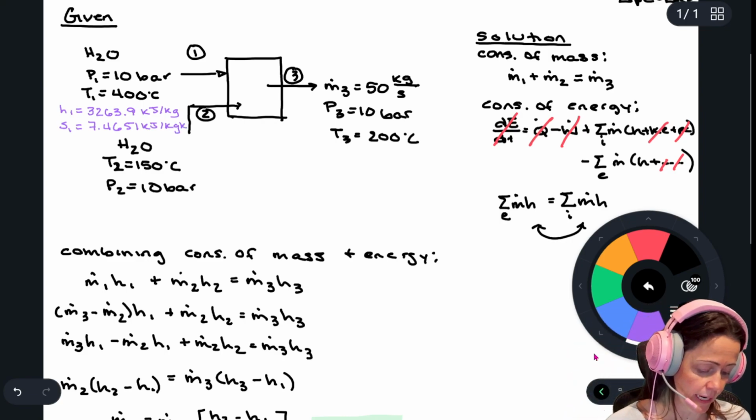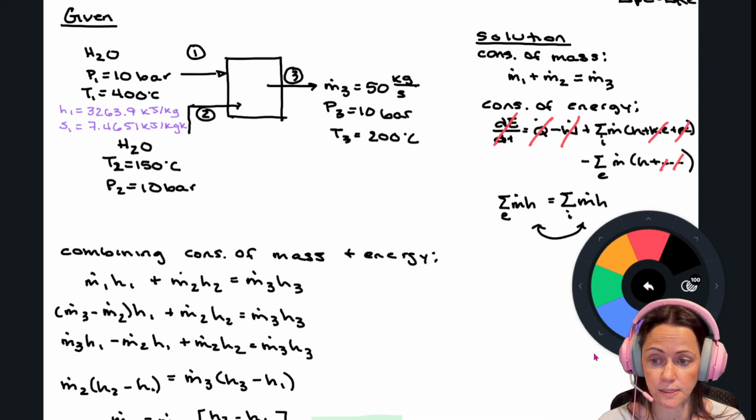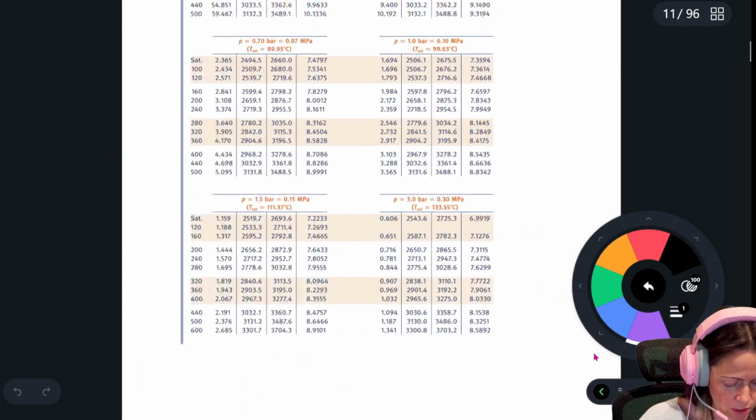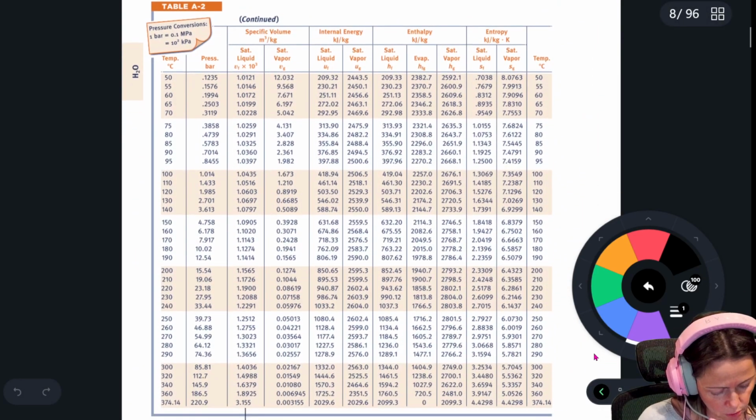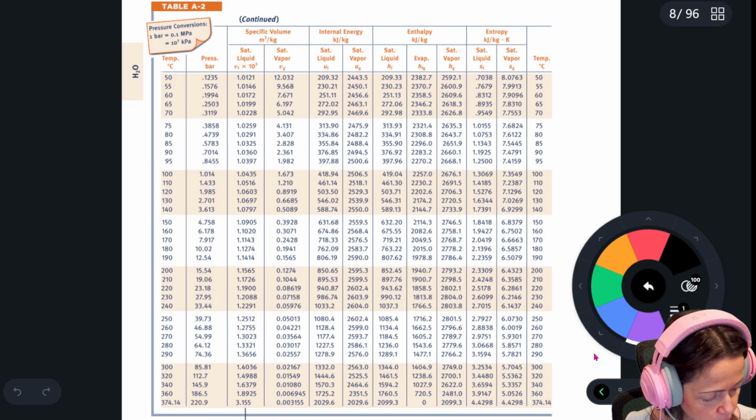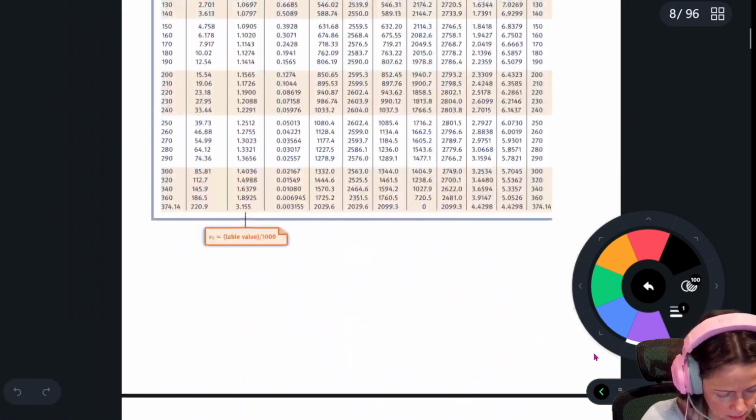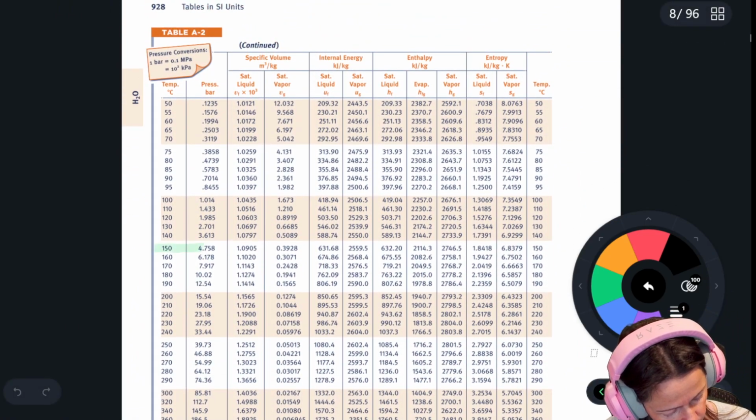All right. And then state 2, so we're at 10 bar and 150 degrees Celsius. This guy ends up being compressed. And let's go look and make sure that we understand why it's compressed. So I'm going to look in table A2, and you'll see why I'm going to A2. There we go. So 150.